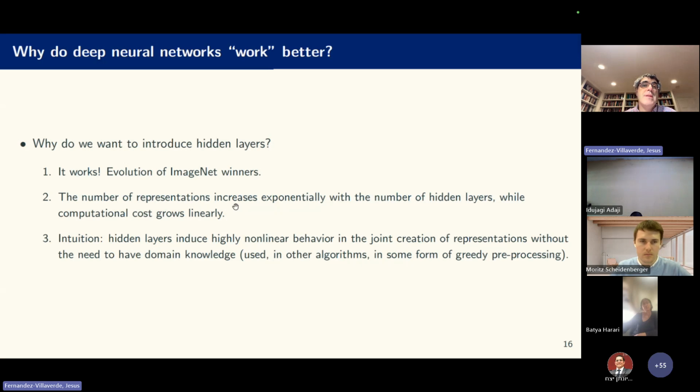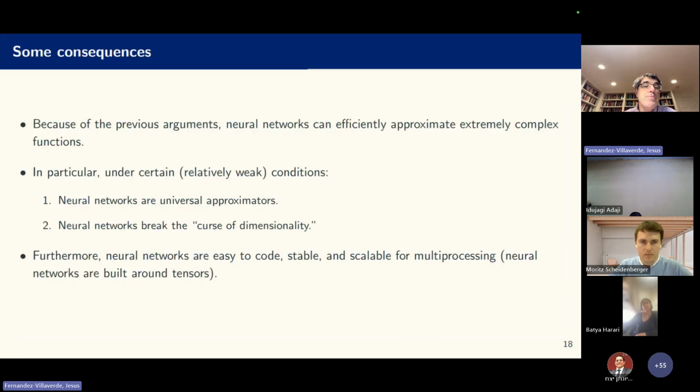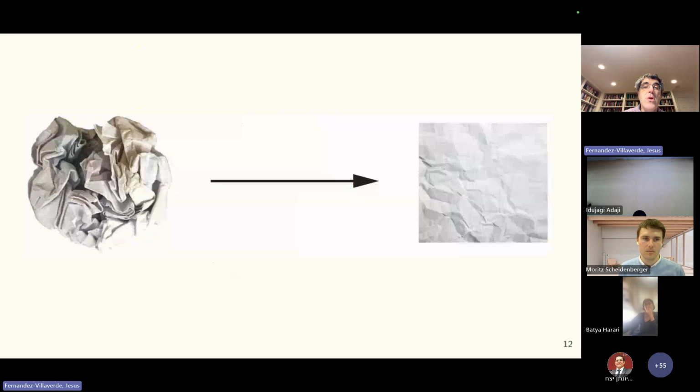Now, that means that you can prove a lot of important theorems. And again, unfortunately, I'm very short on time, so I can only sketch what those theorems are. For instance, you can show that neural networks are universal approximators. They allow you to approximate a very large class of functions, including functions that have jumps, non-differentiabilities, etc. Neural networks also break the curse of dimensionality by unballing this complex ball into just a simple Euclidean space.